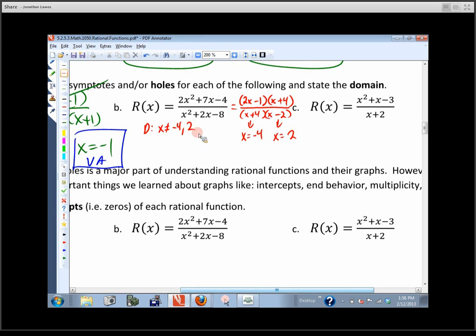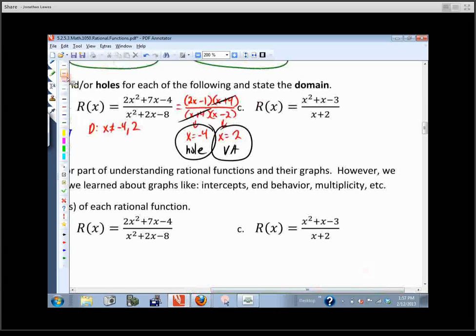Do either of those cancel? This one does, doesn't it? That one cancels. What does that mean about the graph at x equals negative 4? It means we're going to have a hole in the graph there. Just a little missing dot. And what does it mean about at x equals 2? We're going to have a vertical asymptote. So hole right here, vertical asymptote right there. Any questions?